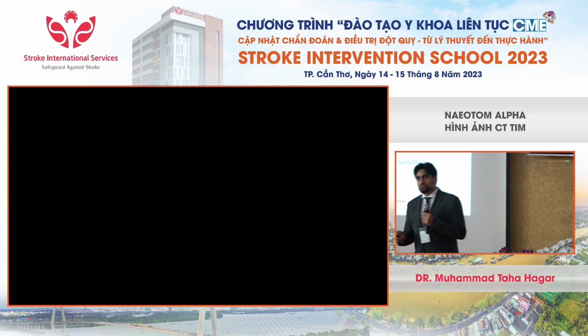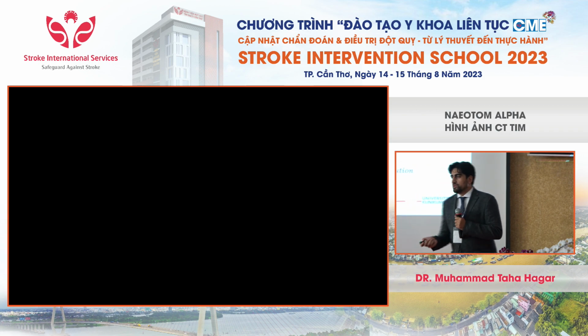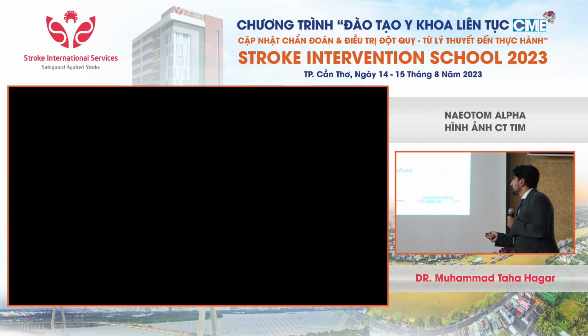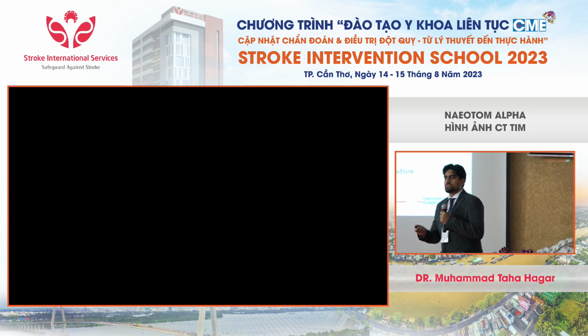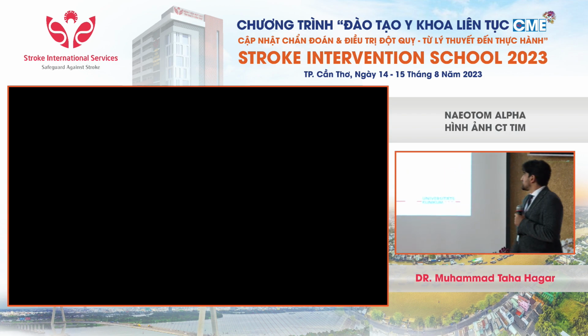Or imaging structures which are moving very fast, like the coronary arteries. So all in all, to sum up, the NAEOTOM alpha offers photon counting detector technology with the ability to reduce radiation dose, intrinsic spectral sensitivity, higher spatial resolution, and all of that being a dual source CT scanner.